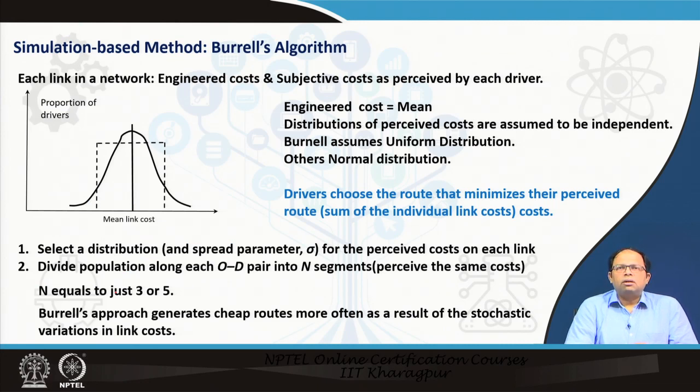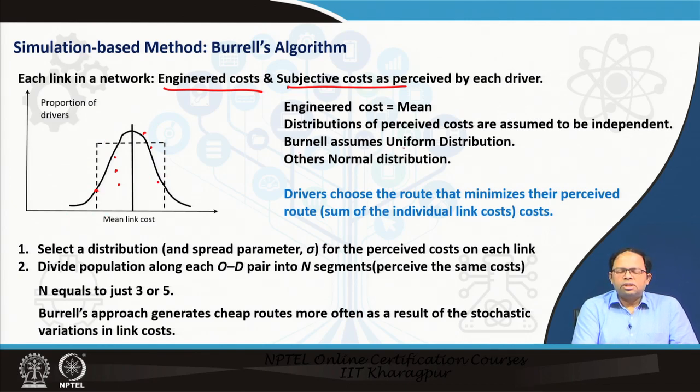So, in the simulation based method, or Burrell's algorithm, for each link in a network we consider a cost, where there is a fixed cost which is called the engineered cost, and then there is a subjective cost as perceived by each driver, and that takes care of the variation in how a driver perceives a cost. So, engineered cost is basically the mean. This is the actual cost, you can say, and then the distributions of perceived cost are assumed to be independent, because of different perceptions of different drivers. Some people may feel the cost over here, another over here, and in this way. So, more or less it follows some distribution.